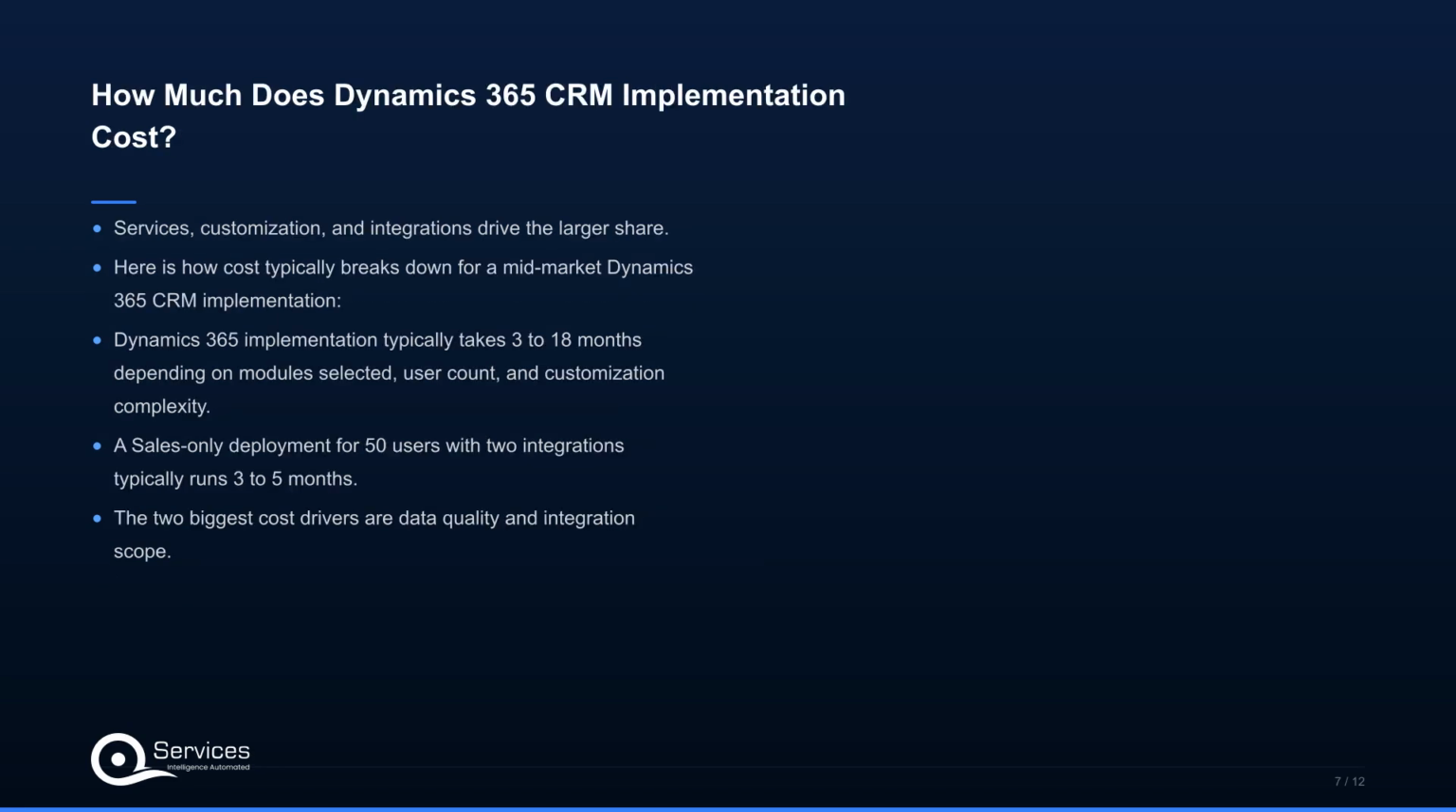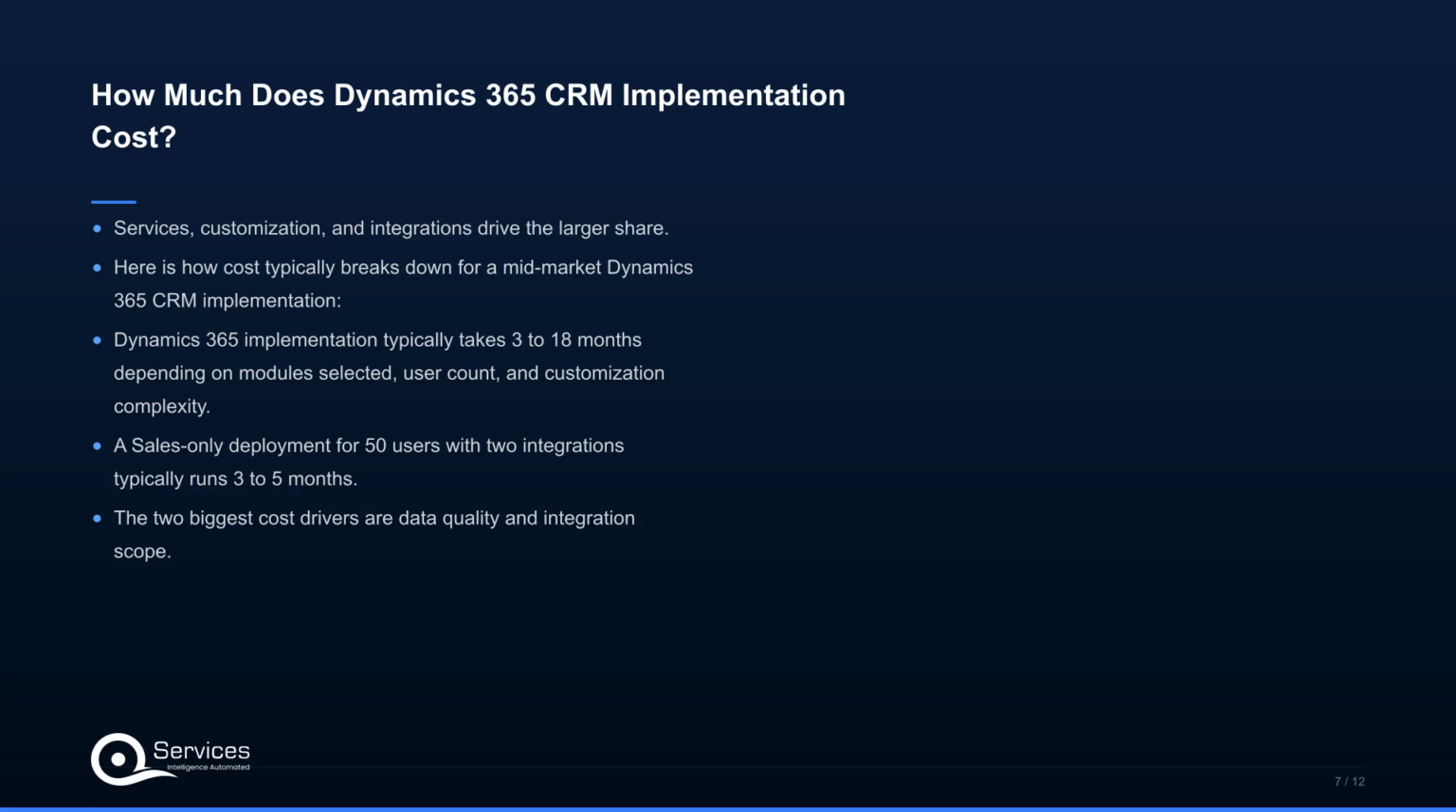Next up, let's talk about how much does Dynamics 365 CRM implementation cost. CRM implementation cost is one of the most searched questions in this space, and the honest answer is that it varies more than most vendors will tell you upfront. According to Microsoft's Dynamics 365 pricing documentation, D365 Sales starts at $65 per user per month, but licensing typically represents only 30 to 40% of total project cost. Services, customization, and integrations drive the larger share.